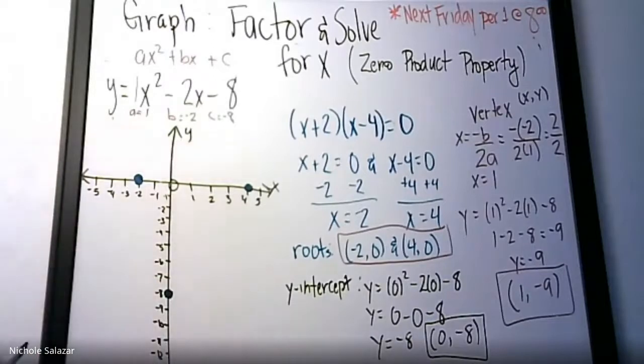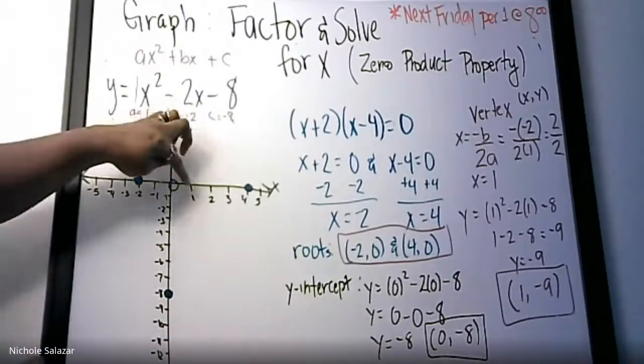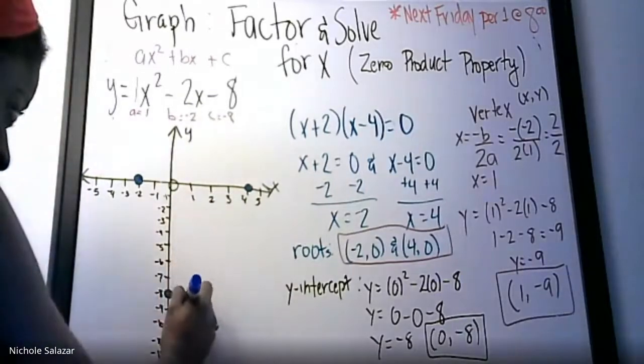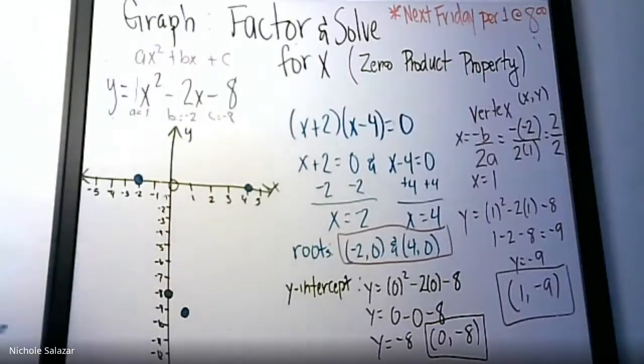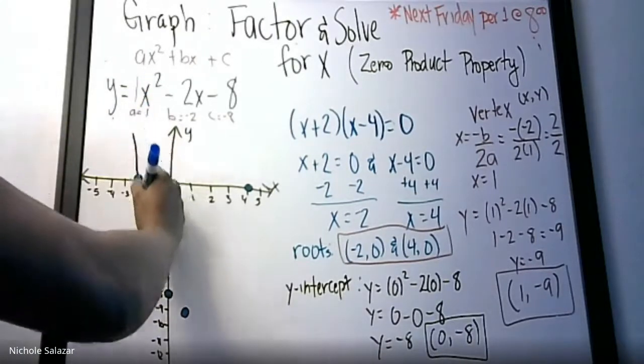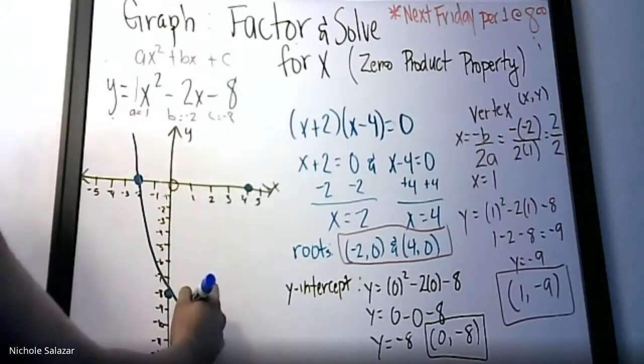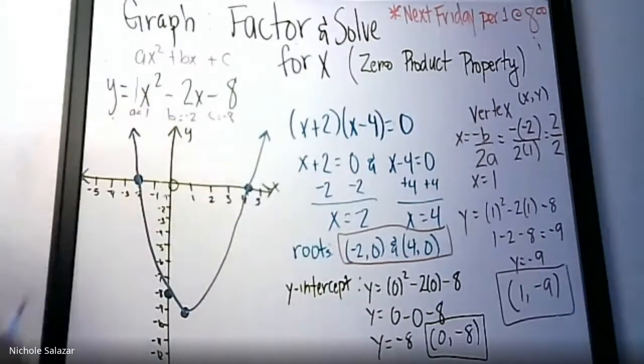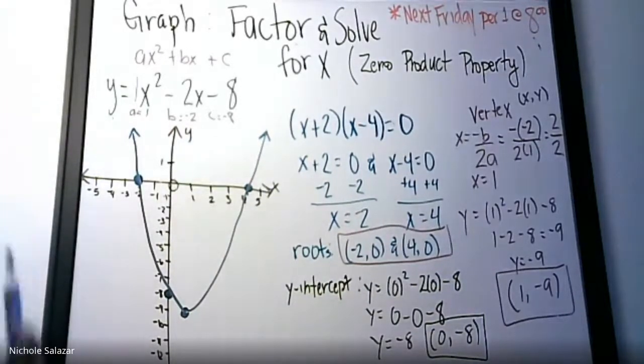And our vertex is at 1, -9. So we go to 1 and go down to -9. So here we have 4 points, and we can sketch a graph for our equation. And some of you might be wondering, hey, why aren't there any numbers up here? So let's put a 1. There you go. But here we have it.